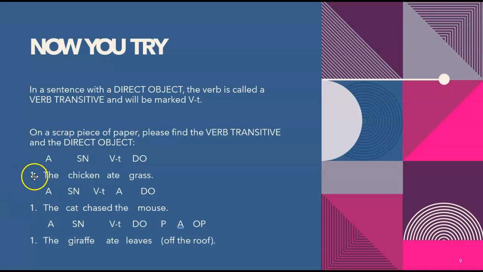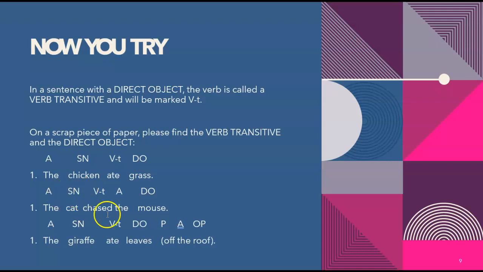In the second sentence, and it looks like on my nice little PowerPoint, I have 3 number ones. That's not what I meant to have, but we'll go with it. The cat chased the mouse. So we want to ask the questions. What's going on, or who is chasing? Well, it's the cat. So we're going to put subject noun over it.